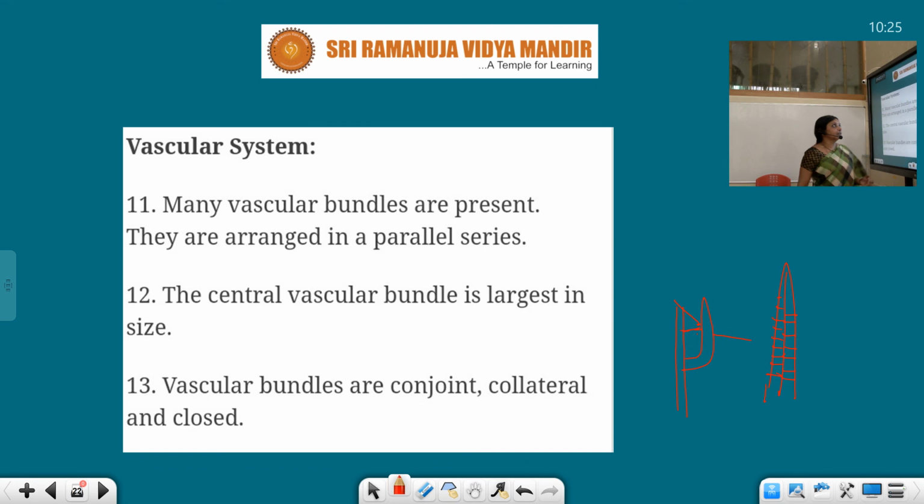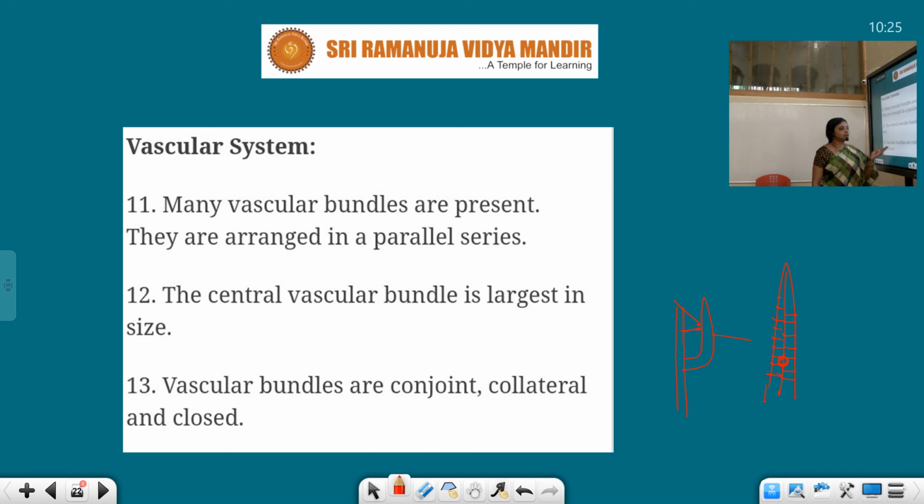So these are parallel. Similarly, many vascular bundles are present, arranged in a parallel series. The central vascular bundle is largest. On the midrib region, a vascular bundle is present which is largest in size.